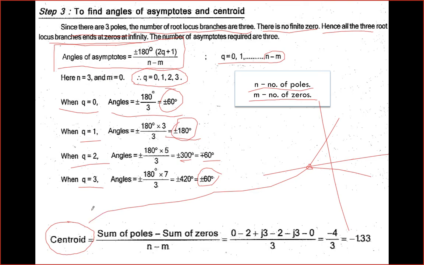So this centroid is determined by using this formula, sum of poles minus sum of zeros divided by n minus m. N minus m is 3, sum of poles, and we don't have any zeros, so sum of zeros is equal to 0. So poles mattum podum. So first pole is 0, minus second pole is -2 plus j3, third pole is -2 minus j3. When you are adding all these things, you will get -4/3 is equal to -1.33, and this is the centroid. So now we are going to draw the asymptote and locate the poles on the S plane.